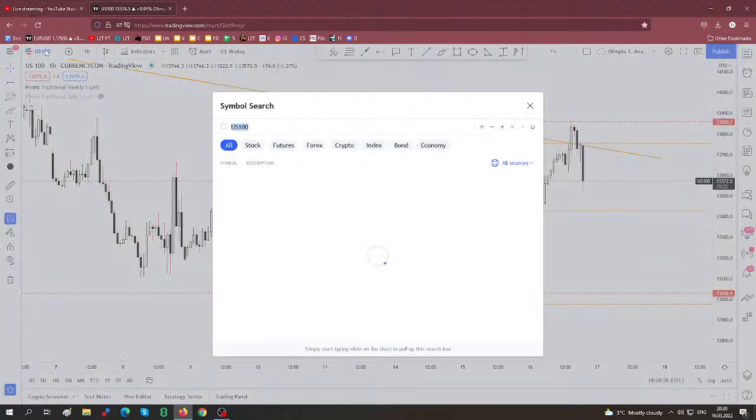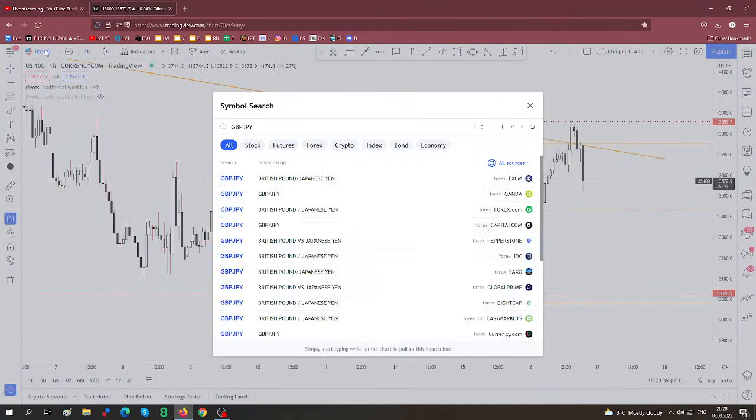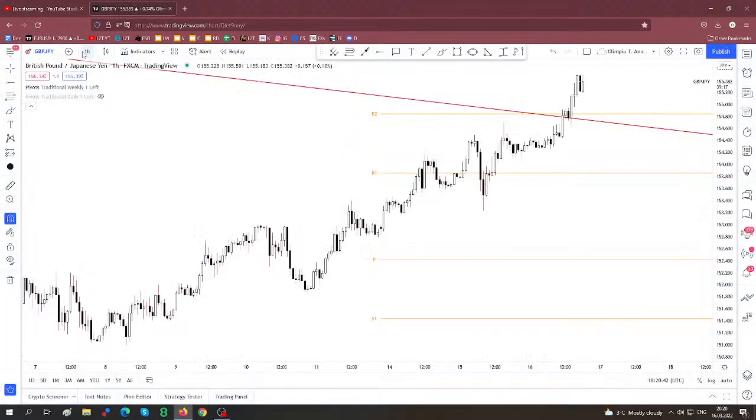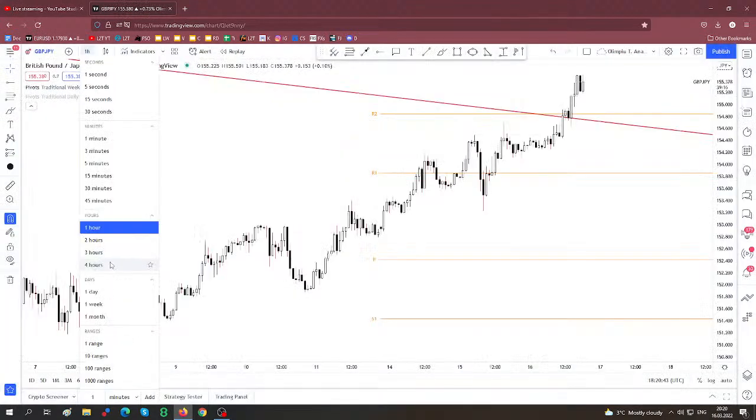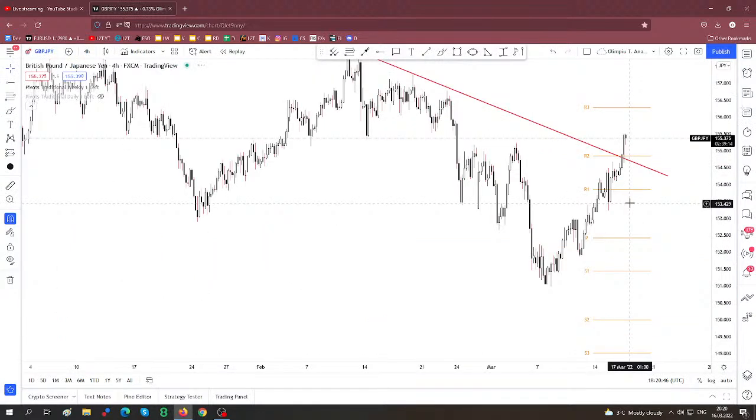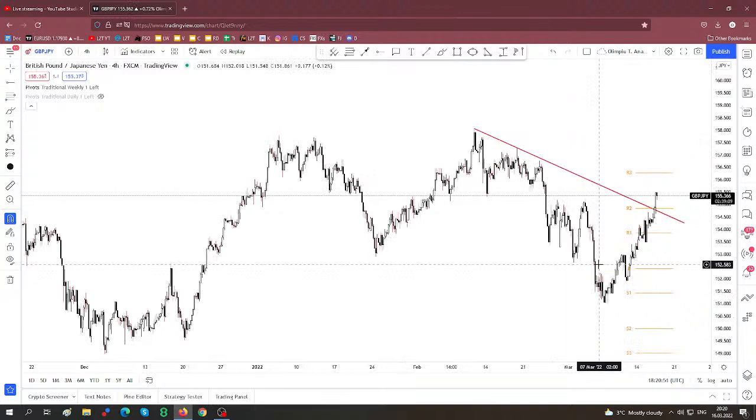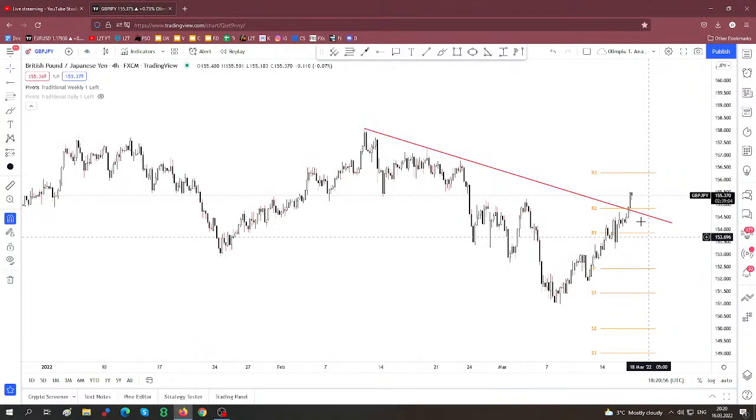British pound versus the Japanese yen. Let's take a look. Yeah, further growth here, guys, as I've said, further growth here in the short term because the yen basket plunged. But no, I don't have something right now.